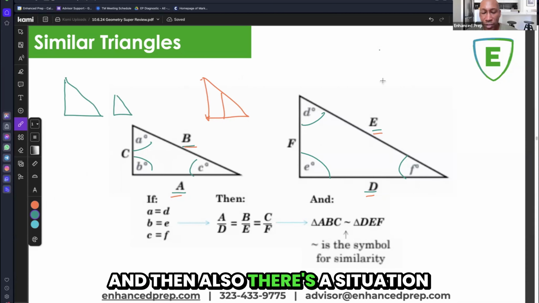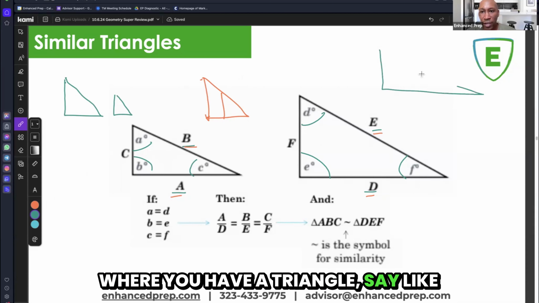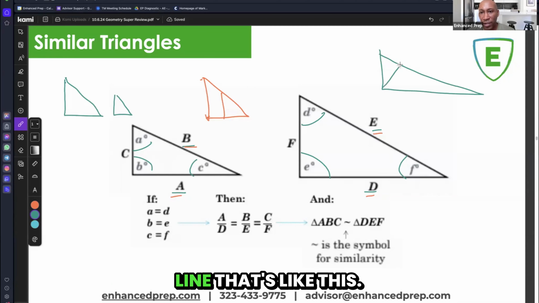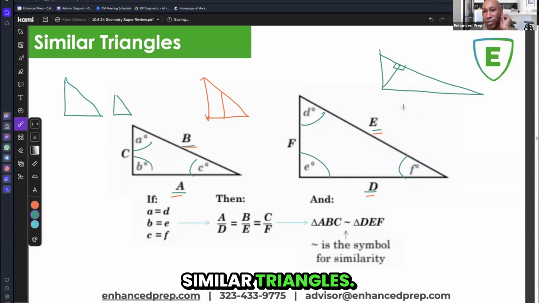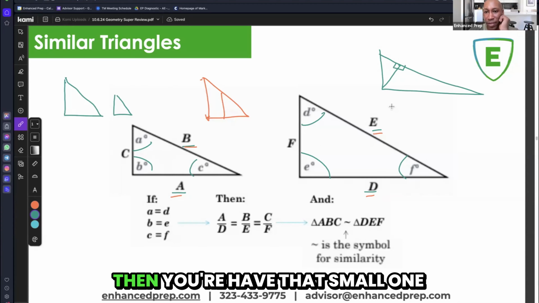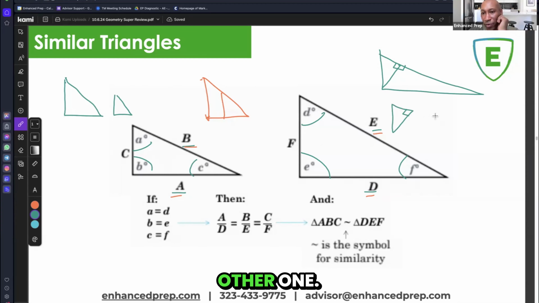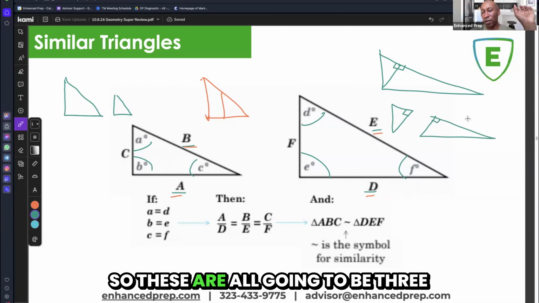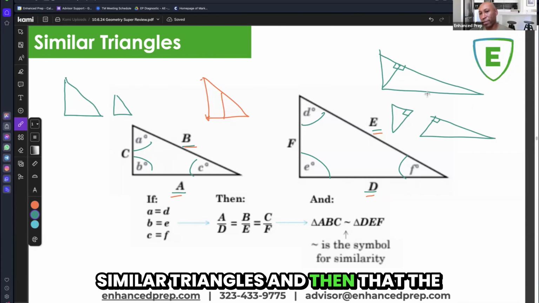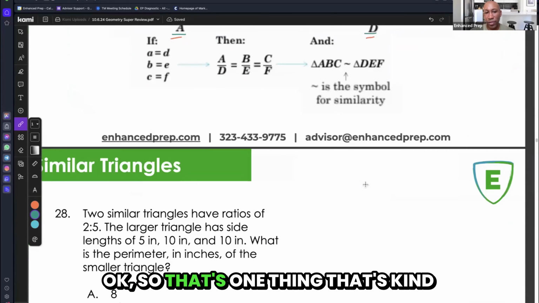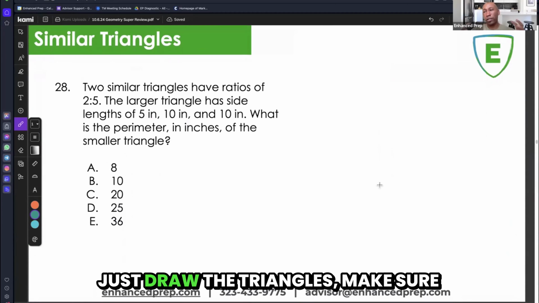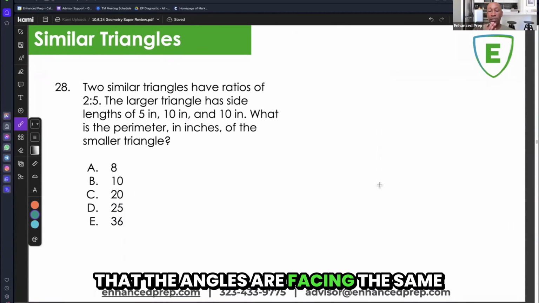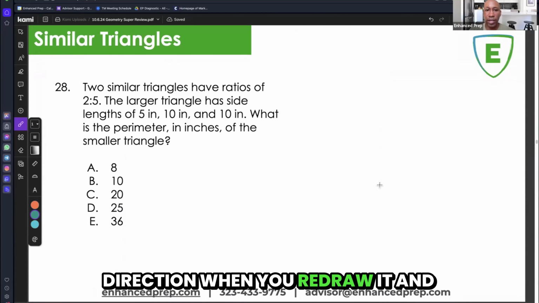And then also there's a situation where you have a triangle, say like this, and then there's going to be a line that's like this. This is actually going to create three similar triangles. Your first one is going to be that big one. Then you're going to have that small one that's right there. And then you're going to have the other one that's right there. So these are all going to be three similar triangles. Okay. So that's one thing to just kind of keep in mind with similar triangles. But again, whenever you get them, just draw the triangles, make sure that the angles are facing the same direction when you redraw it and then go from there.